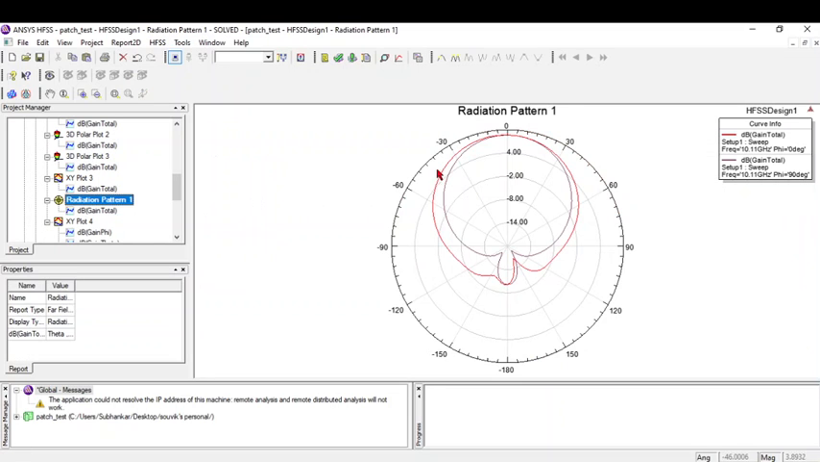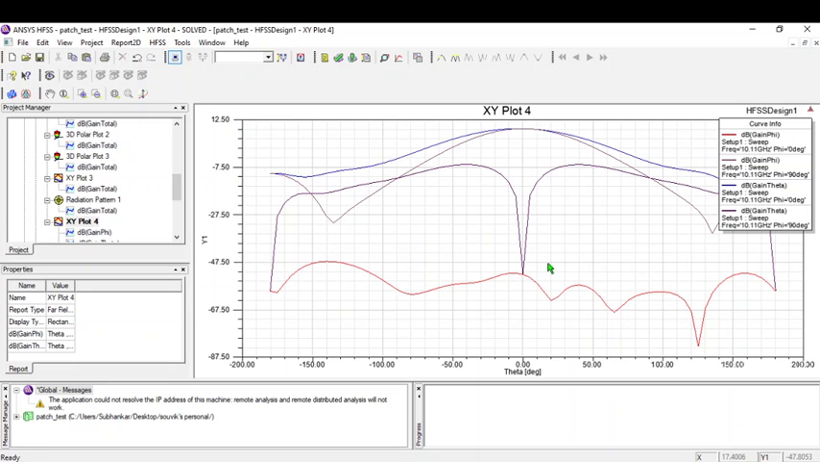We can see the Smith chart diagram for total gain at phi equals 0 and 90 degree. This is for 90 degree and this is for 0 degree. XY plot 4 shows all for phi and theta total gain at 0 degree and 90 degree, 0 degree, 90 degree, 0 degree and 90 degree.